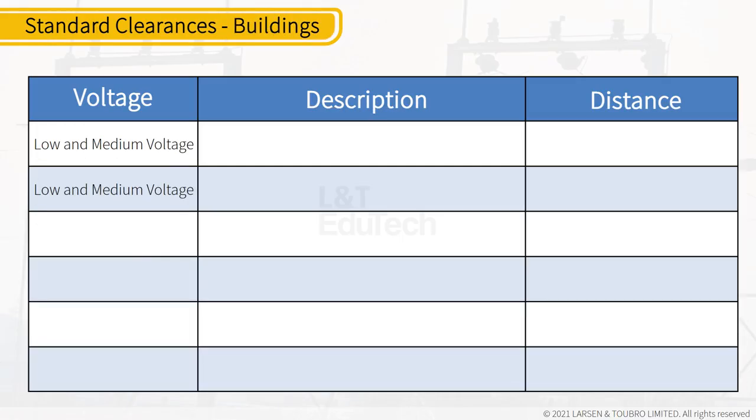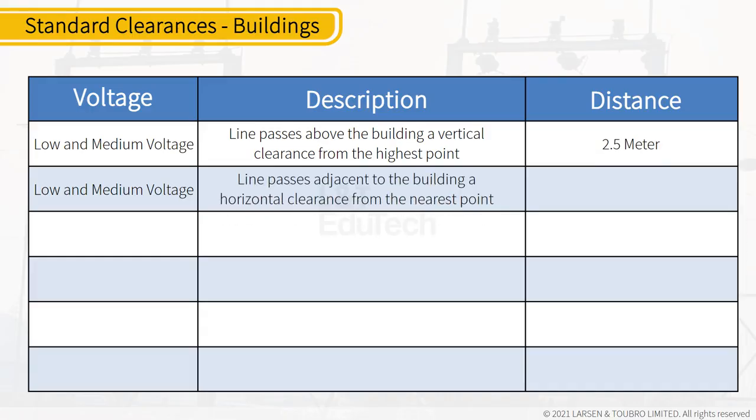Let's discuss the standard clearances required for buildings. For low and medium voltage, when the line passes above the building, the vertical clearance from the highest point must be 2.5 meters, and when the line passes adjacent to the building, the horizontal clearance from the nearest point must be 1.2 meters.